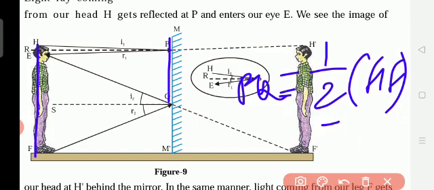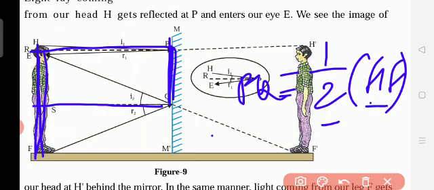So PQ is equal to half HF means we should understand from this equation, to see our full image, we need half of the height of a person who is standing in front of the mirror. So the useful part of the mirror is half of the height of the person standing in front of it. So how much mirror is enough? To see from head to feet, half of the mirror of the human being size is enough. This much mirror is enough to see our full height.